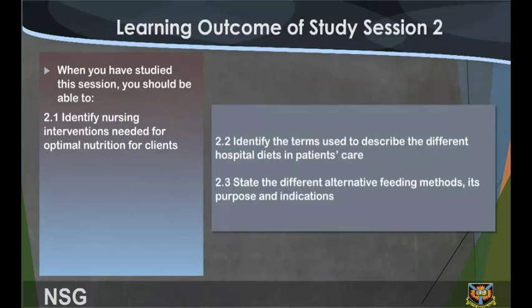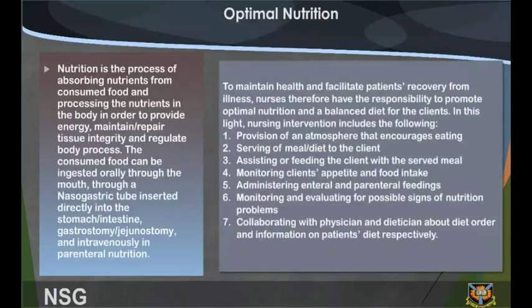Learning outcomes. When you have studied this session, you should be able to: 1. Identify nursing interventions needed for optimal nutrition for clients. 2. Identify the terms used to describe the different hospital diets in patients' care. 3. State the different alternative feeding methods, their purpose and indications.